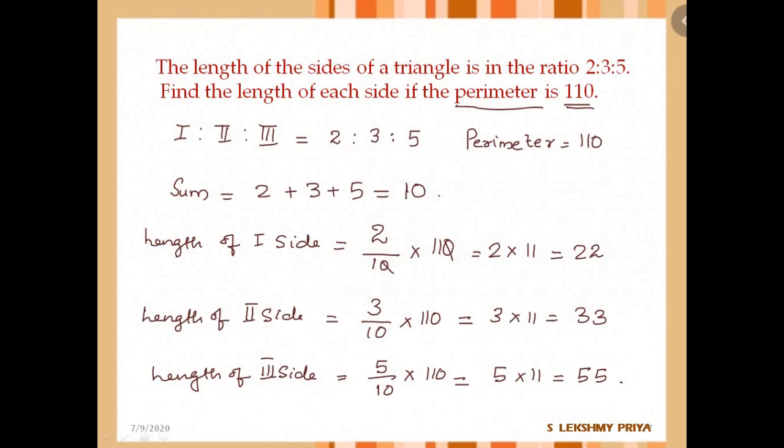So we find the length of the three sides of the triangle. It is 22, 33 and 55.